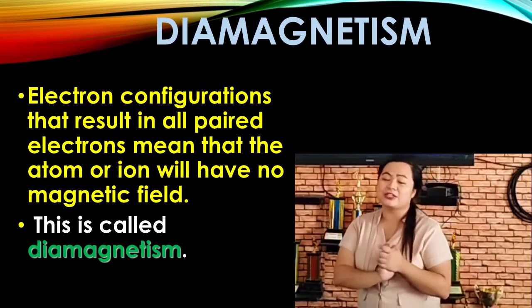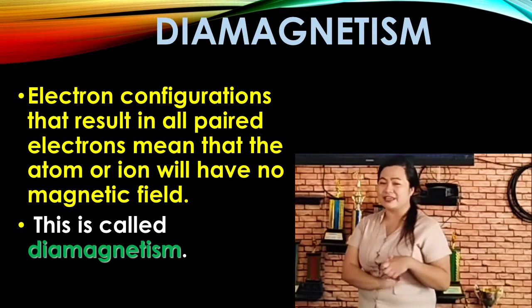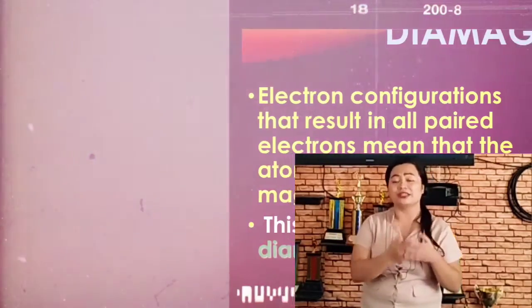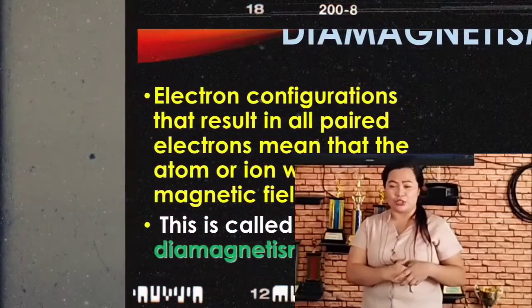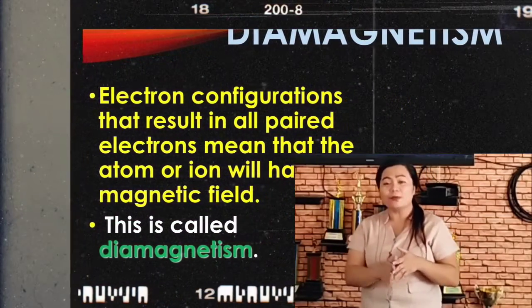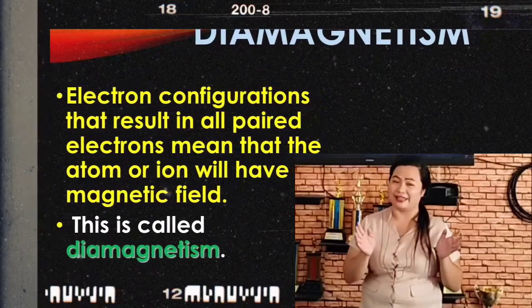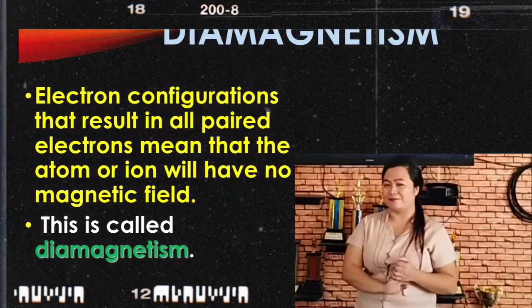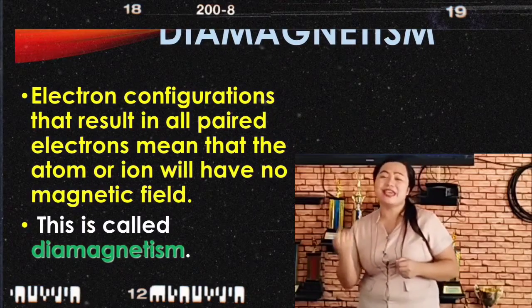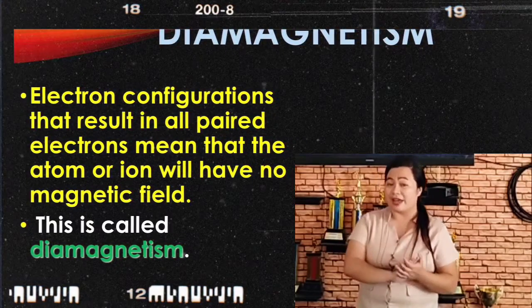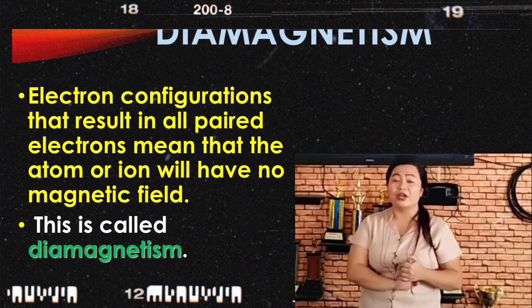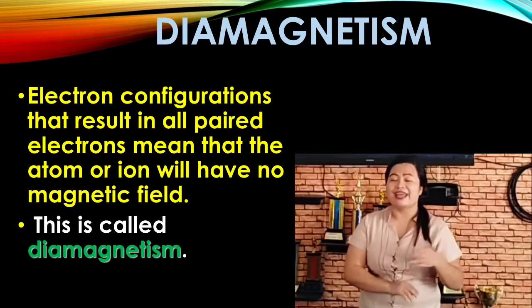So our next topic is about diamagnetism. So what is diamagnetism? It is when the electronic configuration of an atom results in paired electrons, which means that an atom or an ion has no magnetic field. So that is what we call diamagnetism. Again, when we say diamagnetism, it is when the electronic configuration results in paired electrons.